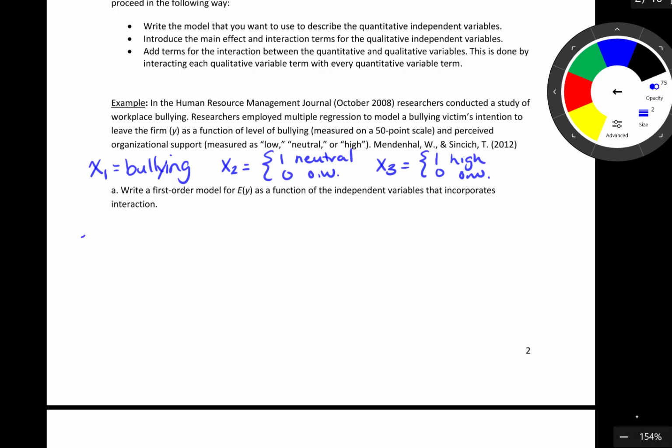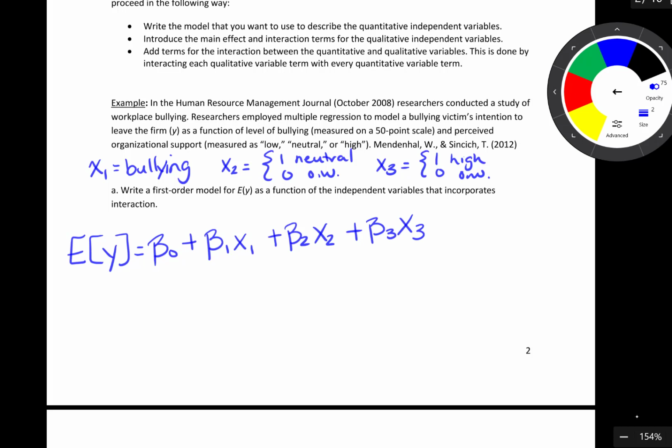So let's write out our model. I'm going to start out with writing the expected value of y and adding in my intercept. Next, I need to write a term for any quantitative independent variables I have. So in this case, I only have one, so I'm going to have beta 1 x1. Next, I'm going to introduce the main effects for the categorical independent variable. So our categorical independent variable is represented by x2 and x3, so I'm going to have the following. Next, I'm going to interact my quantitative independent variable with my categorical variable. So I have the following.